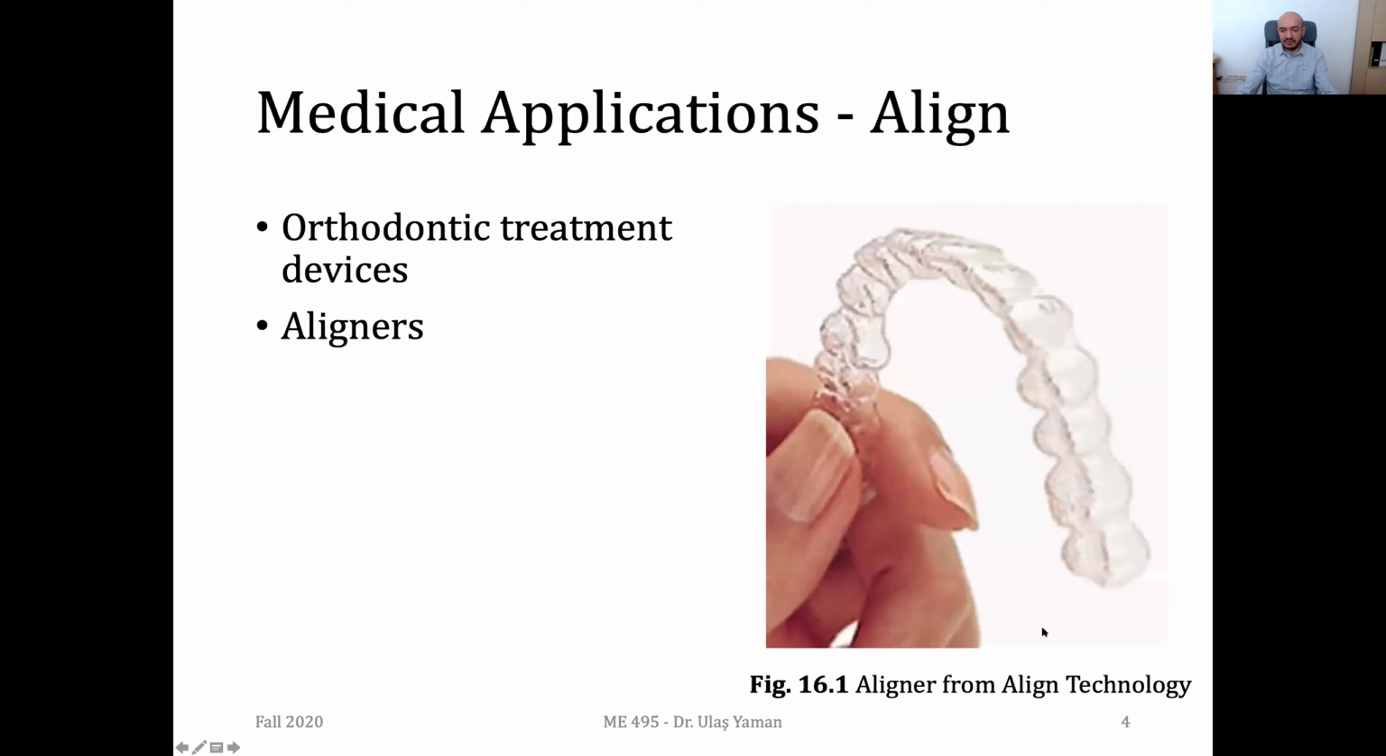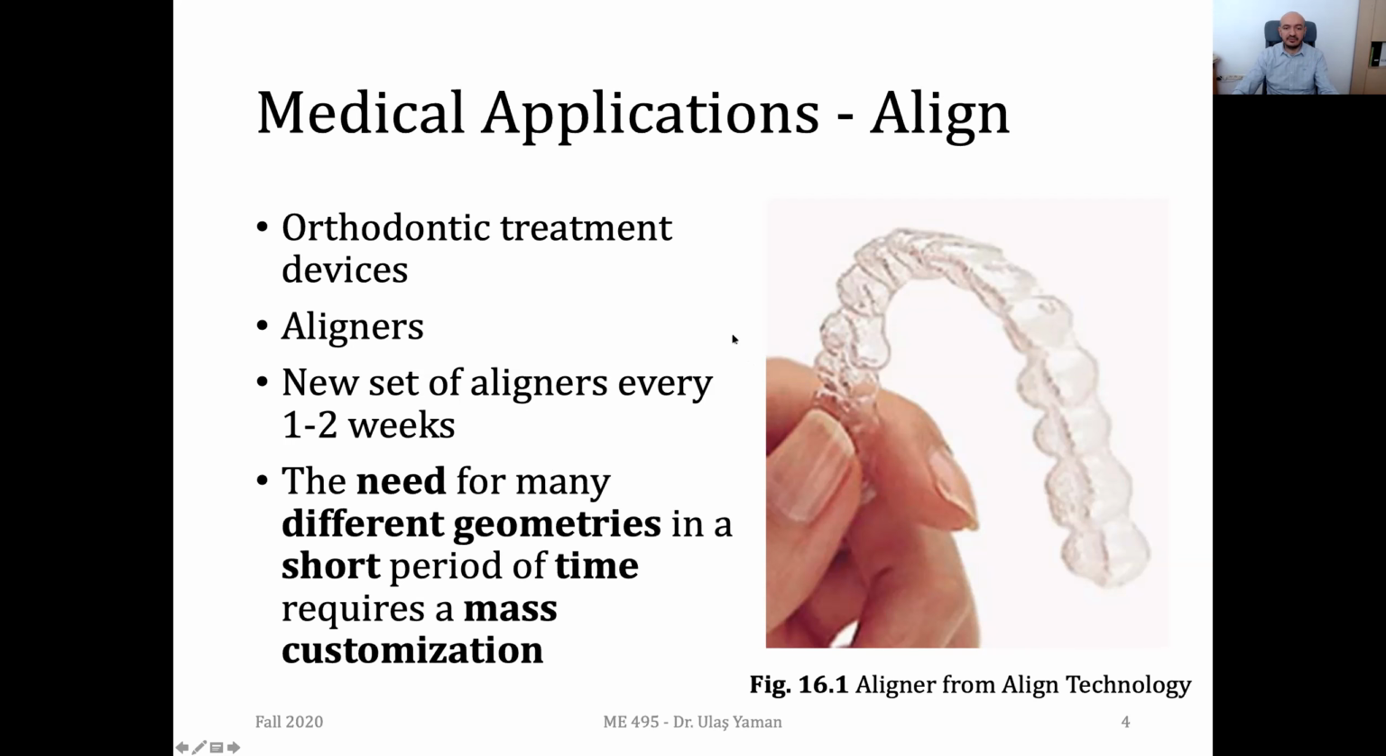For instance, this is from Align Technology. These are aligners they use to align the teeth of specific customers. And they need to provide a couple of new aligners every 1 to 2 weeks. Since the teeth get reformed, you need to modify and change these aligners every 1 or 2 weeks. That's why it's highly suitable for additive manufacturing. So what do you think, which method is the best one to produce such aligners? Any idea, guys?